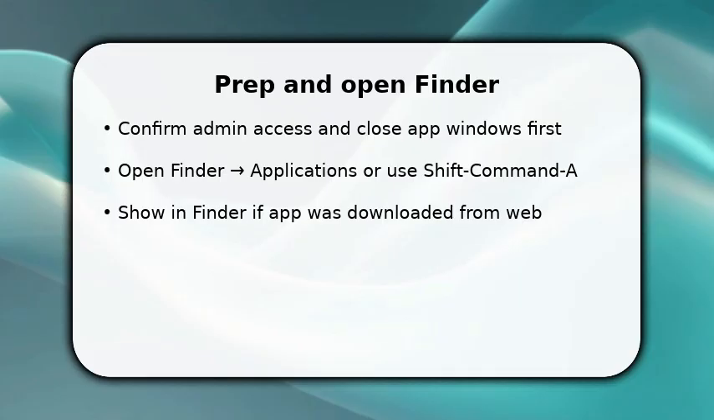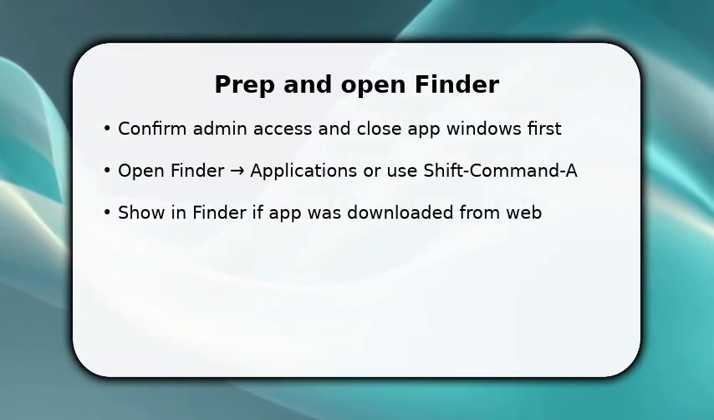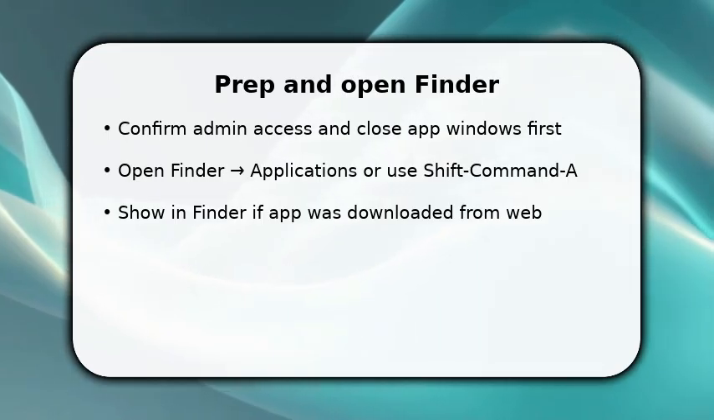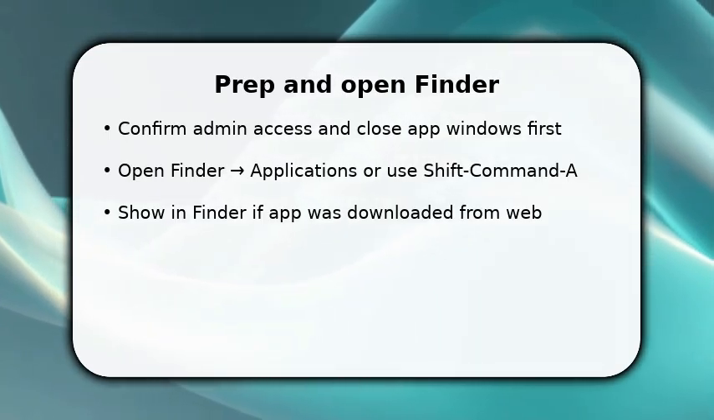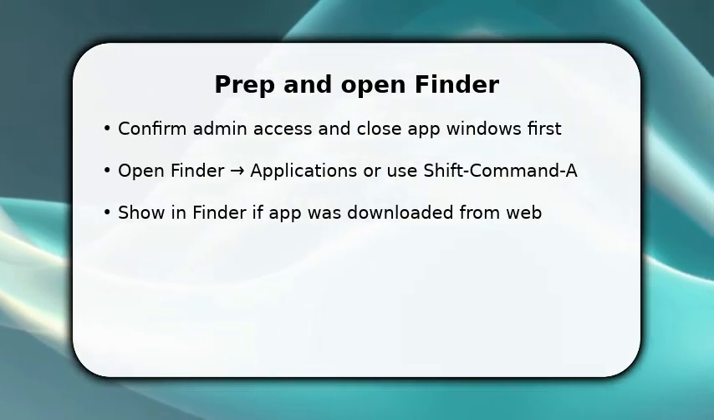If the app came from the web, find the original disk image or Downloads folder and reveal the app in Finder. Once done, you'll be ready to remove the main app file. This avoids locked files and stranded background processes that prevent deletion.